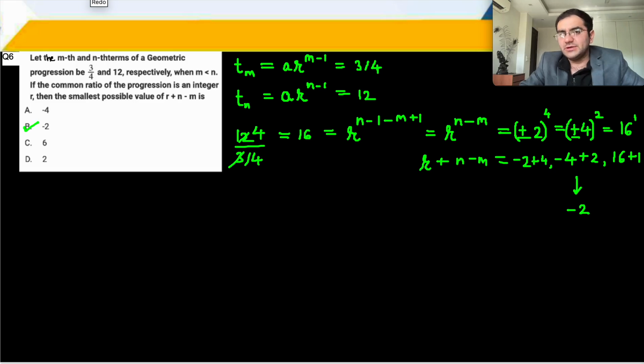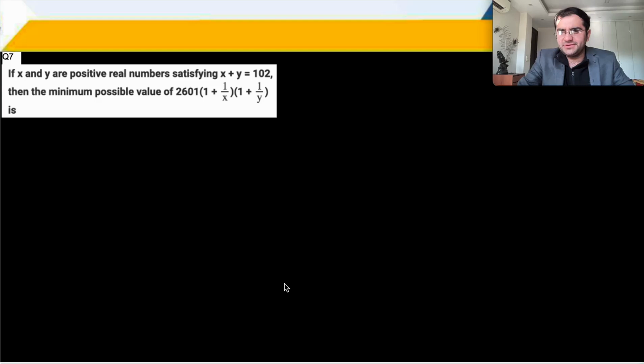Again, lovely question, not very difficult but still challenging in exam scenarios. A question on maxima minima, very simple. X plus y is 102 and you have to find the minimum value of something. There are only two scenarios possible.